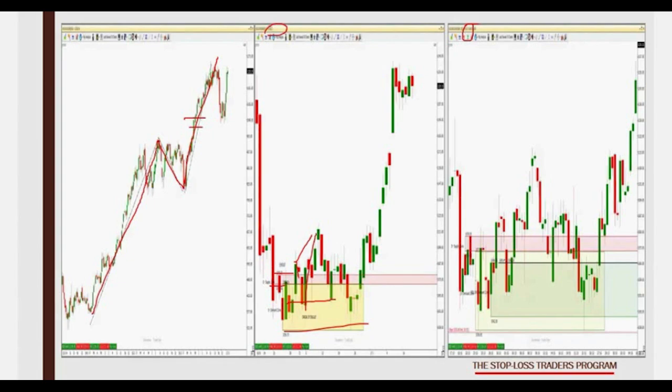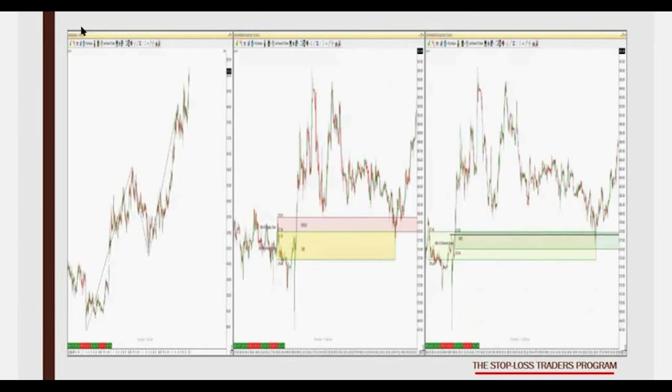Second part, I will book at opposite zone or MPL at ITF chart. That means intermediate chart, right? And the final portion, I will book at opposite zone or MPL in HTF chart. That means big picture chart, right? So how does that work?